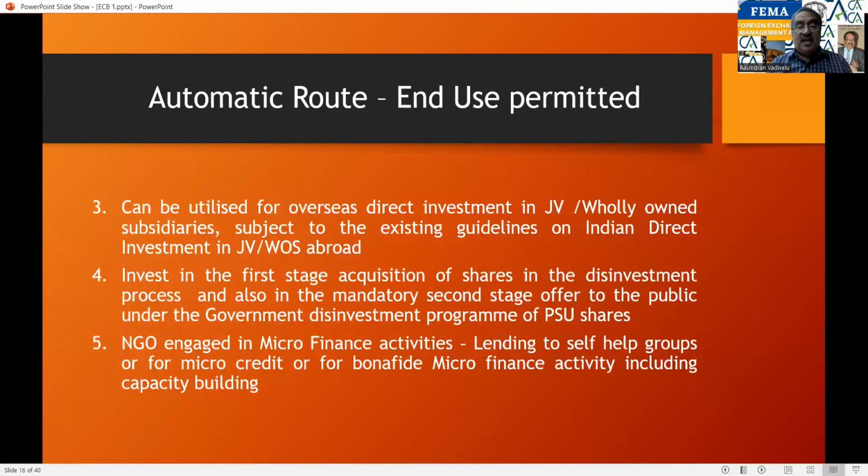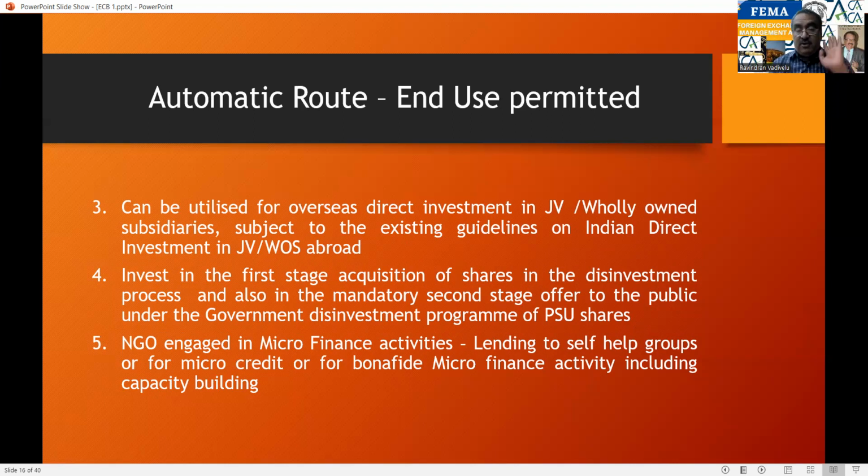And the second end use: it can be utilized for overseas direct investment in joint ventures and wholly owned subsidiaries, subject to the existing guidelines on direct investment in JV and WOS abroad. Also for investing in the first stage of acquisition of shares in the investment process, and in the mandatory second stage offered to the public under the government disinvestment program of public sector unit shares. And NGOs engaged in microfinance activity, yes, in that also you can use it.